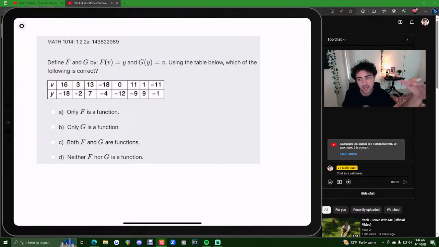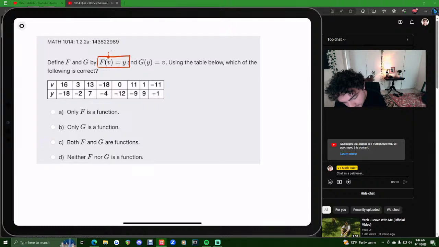So we have v values and y values, and they're asking, is f a function, or is g a function, or are both of them functions, or are neither of them functions? Here's how we do it. Starting with considering the function f of v. f of v equals y is telling us that f is a function where the v values are the inputs and the y values are the outputs.